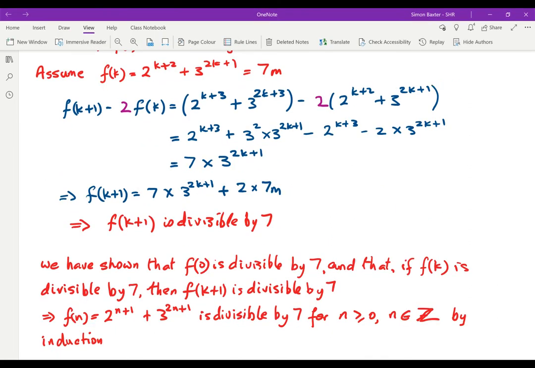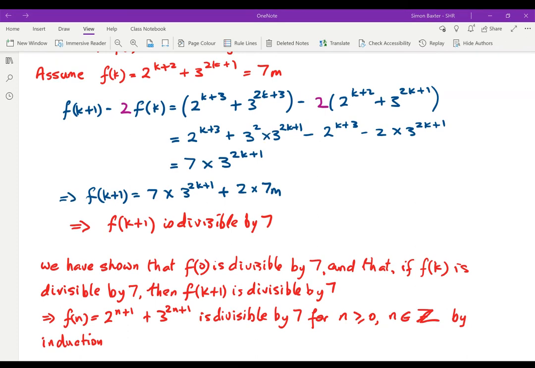And now we just want the last paragraph. We have shown that f(0), remember this time, not f(1), is divisible by 7, and that if f(k) is divisible by 7, then f(k plus 1) is also divisible by 7. That means that f(n), which is 2 to the n plus 2, plus 3 to the 2n plus 1, is divisible by 7 for all n greater than or equal to 0, where n is an integer, by induction.